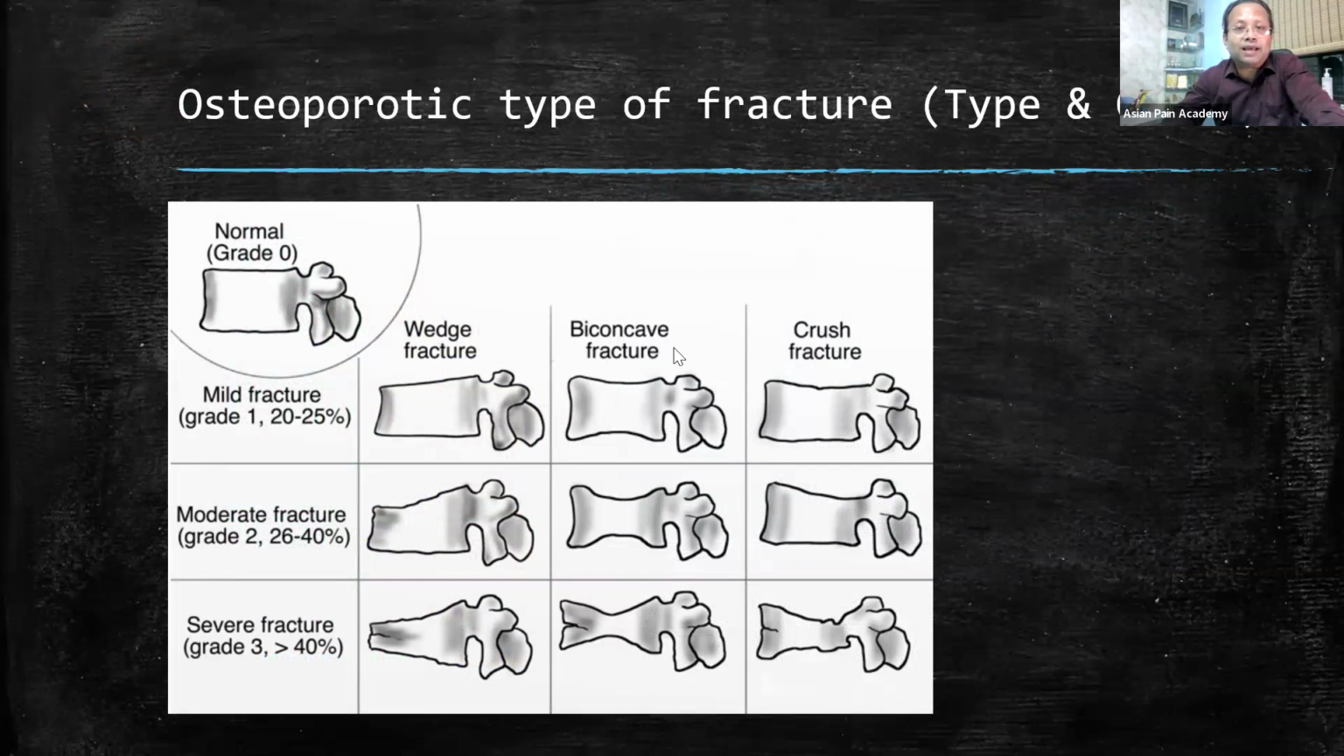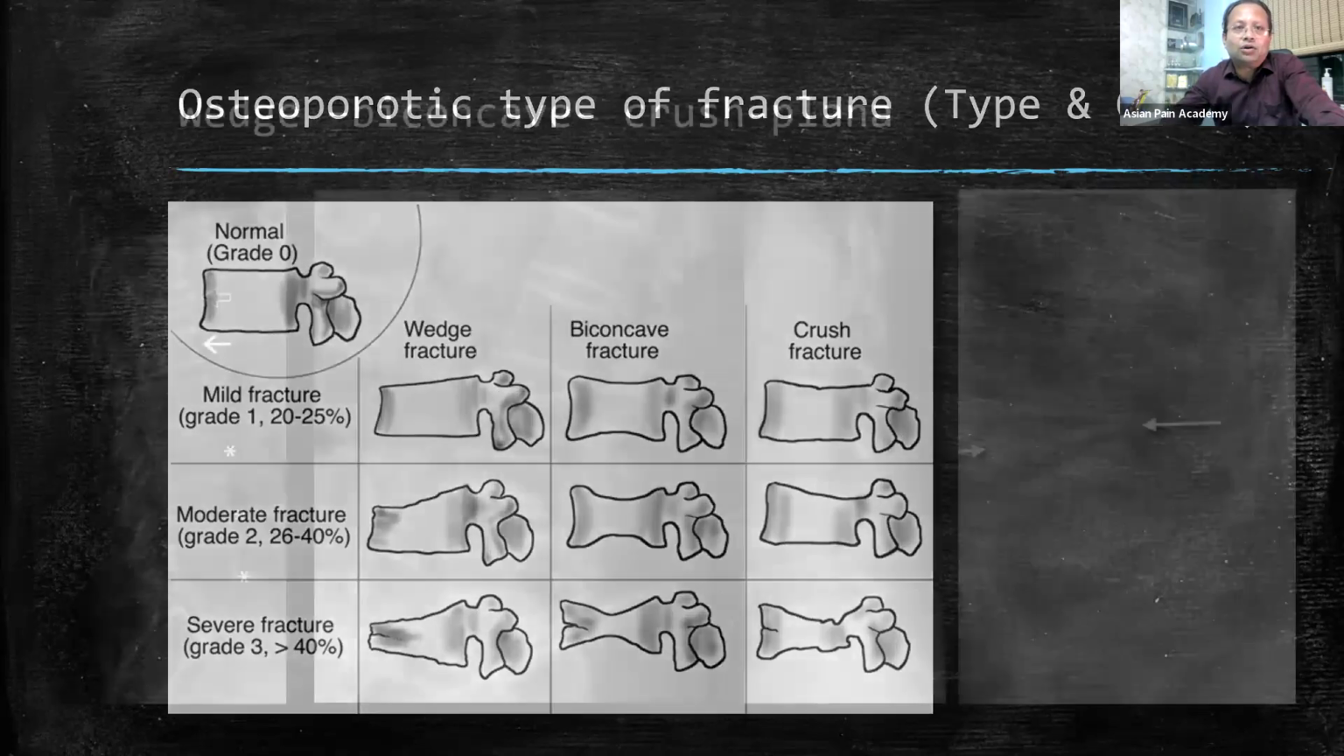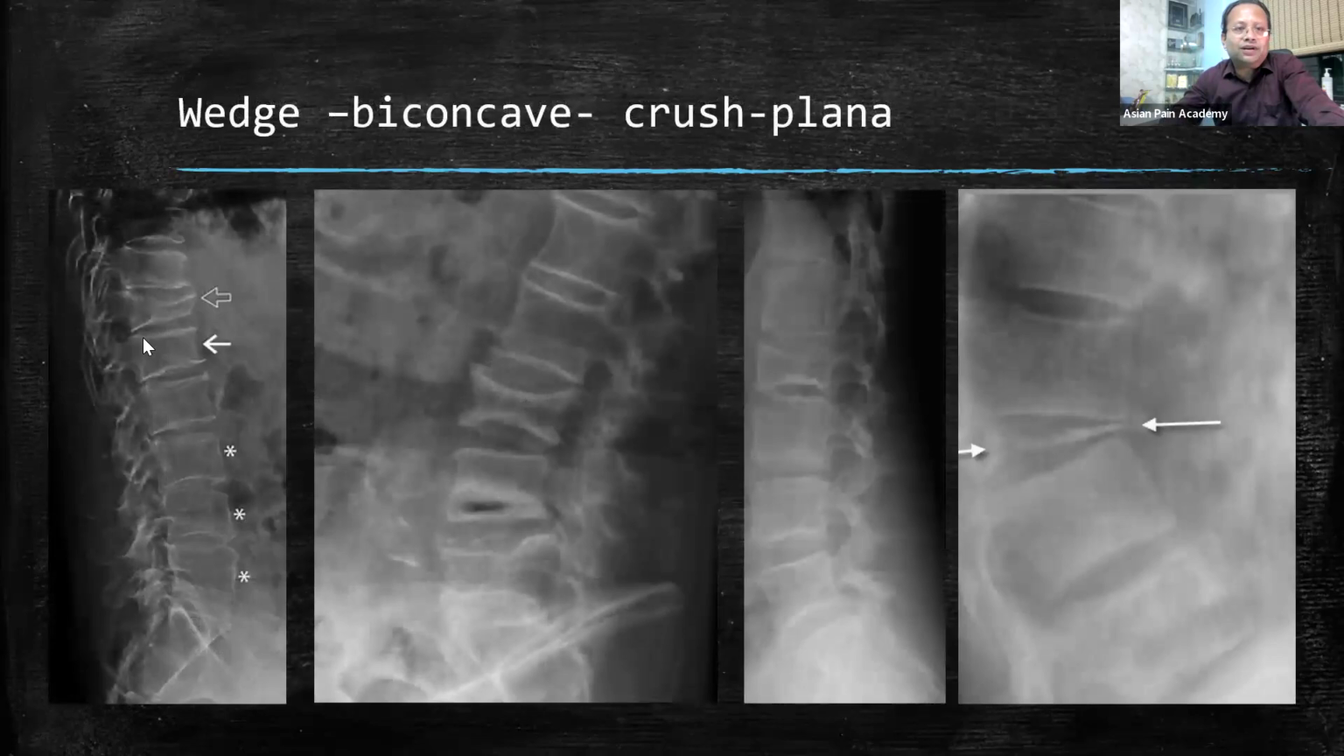So wedge fracture, biconcave fracture, and again the crush fracture. Mainly we are concerned about the wedge fracture and biconcave fracture. These two fractures in osteoporotic compression fracture, we as pain physicians mainly treat. Of course they can be mild, moderate, severe. So we treat all the types if it is a wedge fracture or a biconcave fracture. So in the body part, we will see if there is a fracture or not. Then you can see different types of fracture.